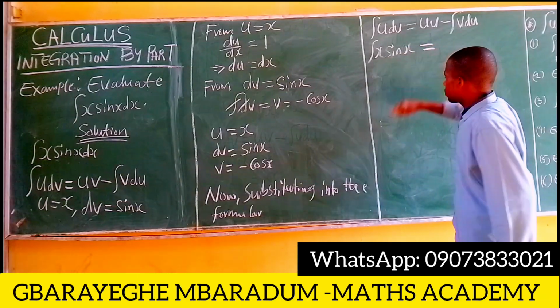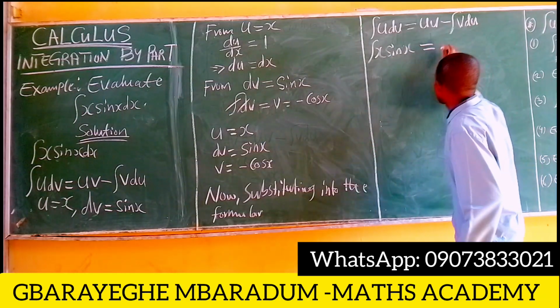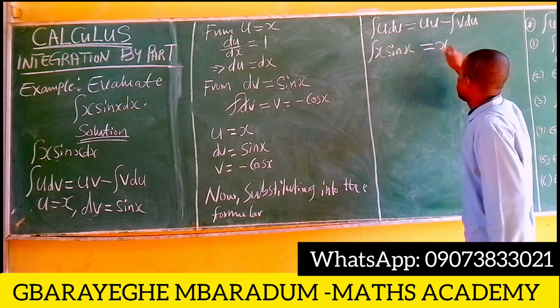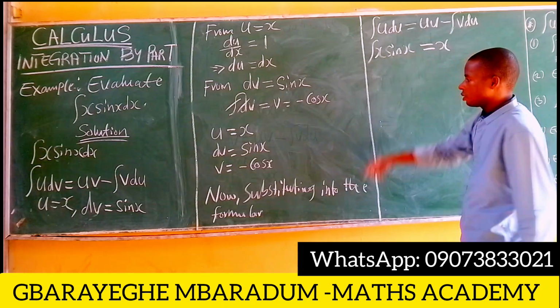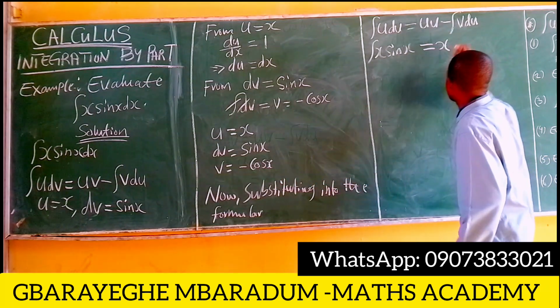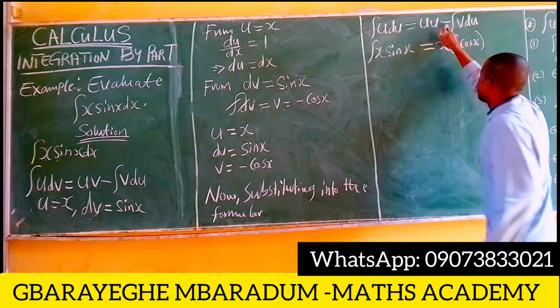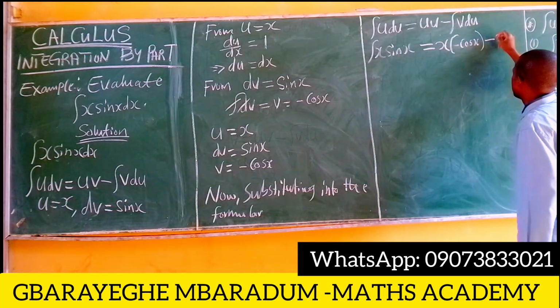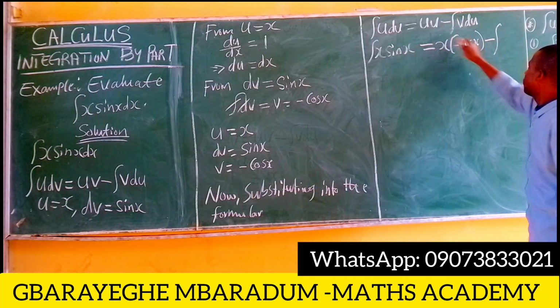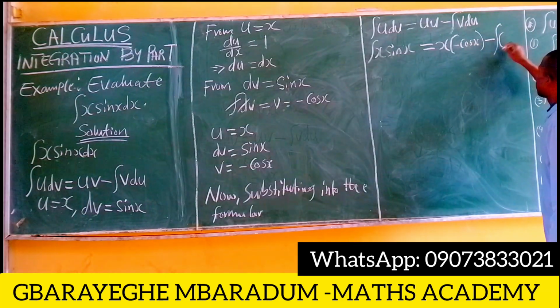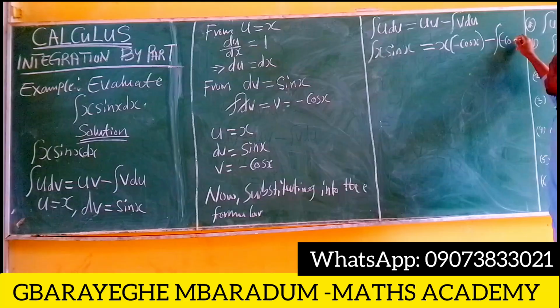Then equals to, you know that our u is already x, right? This is this guy. Our u is x. Our v is minus cos x. This becomes minus x cos x, right? Then there is minus here. Minus the integral sign, right? This guy. Bracket. Our v is minus cos x, right?